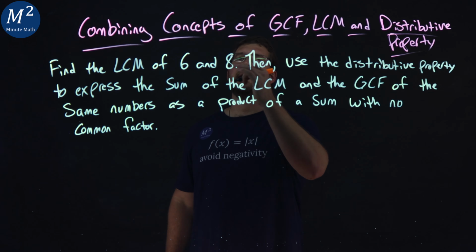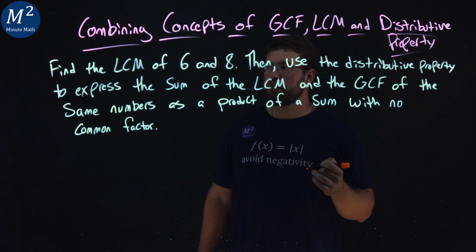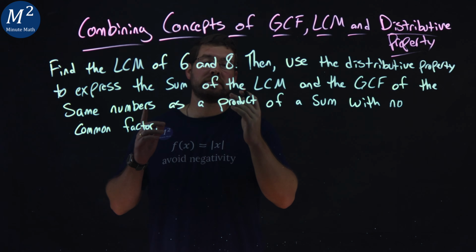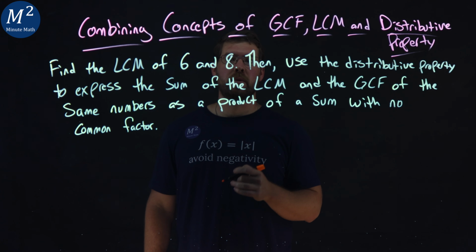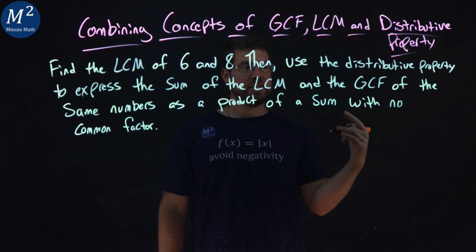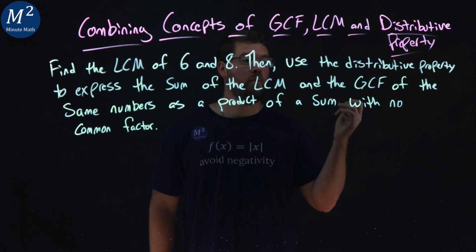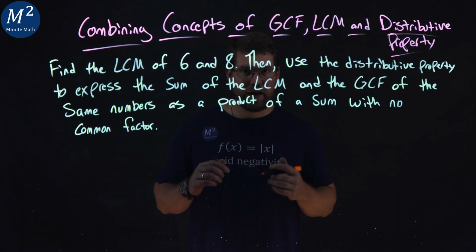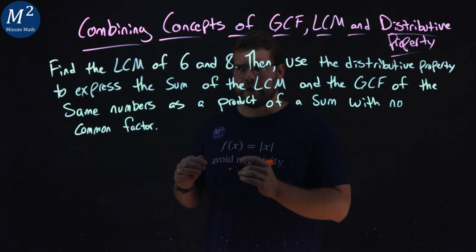Let's learn about combining concepts of GCF, LCM, and distributive property. Find the LCM of 6 and 8. Then use the distributive property to express the sum of the LCM and the GCF of the same numbers as a product of a sum with no common factor. That's a lot to break down. Let's start from the beginning.